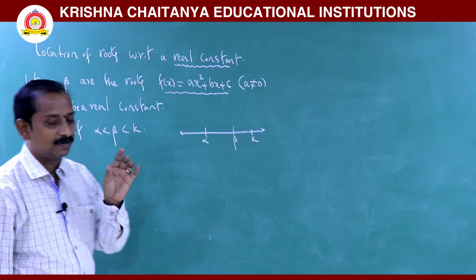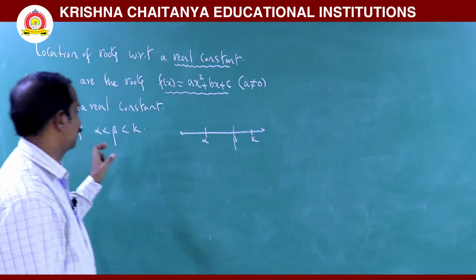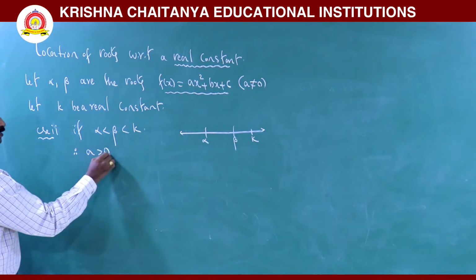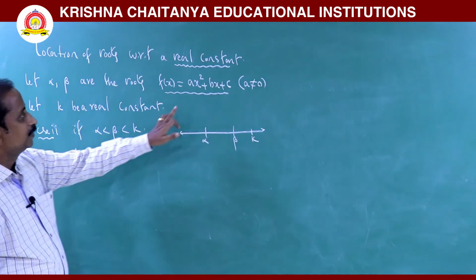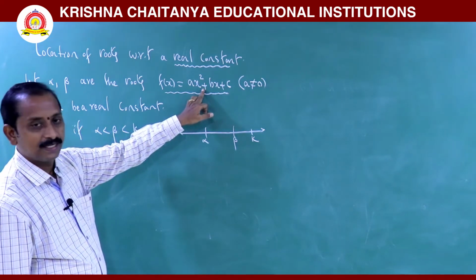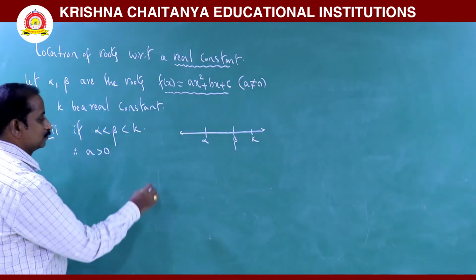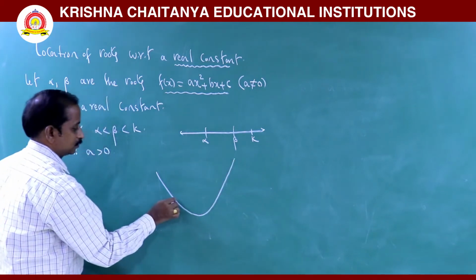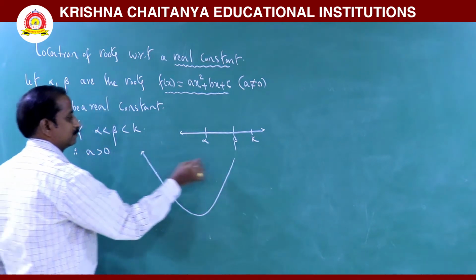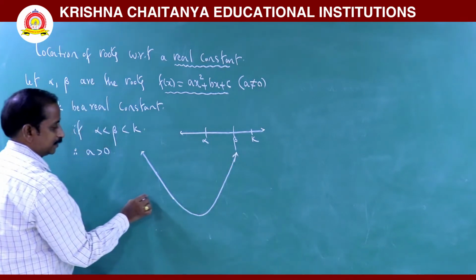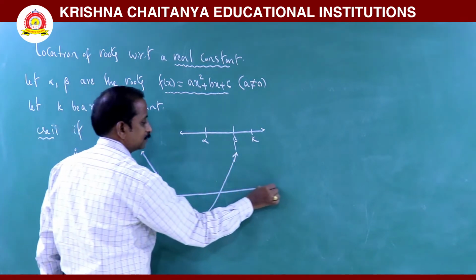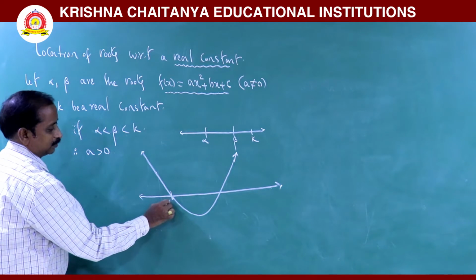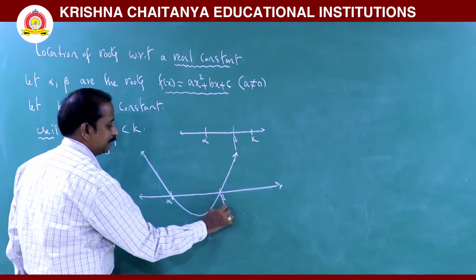In this situation, what are the conditions we have to derive? Now I can consider a greater than 0. A greater than 0 means ax square plus bx plus c opens upwards. So the shape of the graph is nothing but open upwards. So this is an open upwards graph. Now consider the real line. So this is nothing but the real line. On the real line, substitute the roots. This is alpha and this is beta.